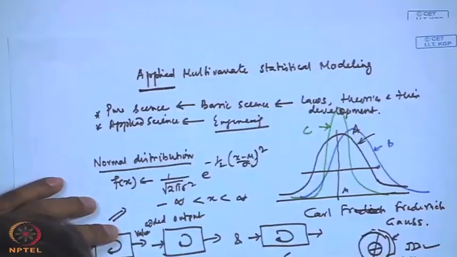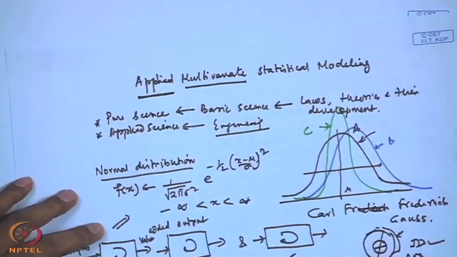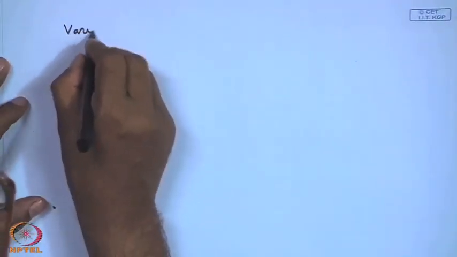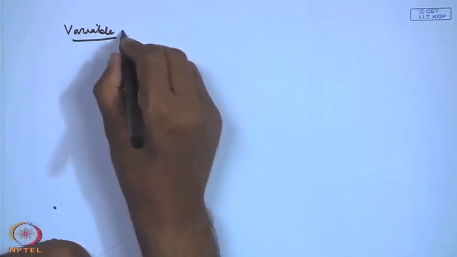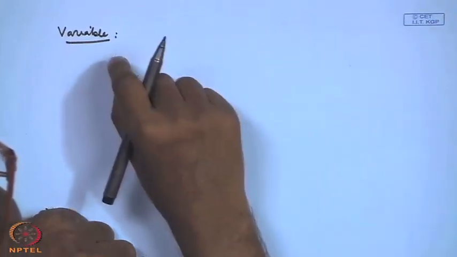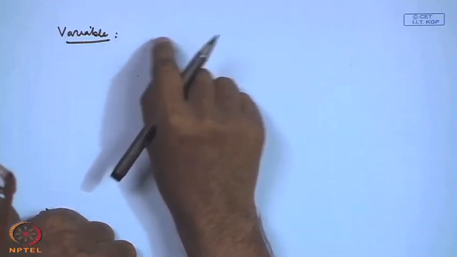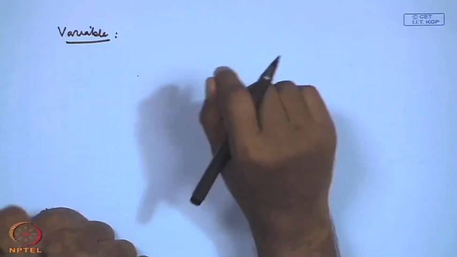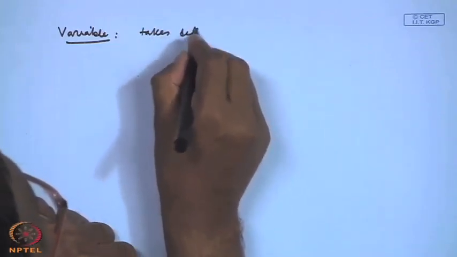Now come to the second word, which is basically multivariate. In order to understand multivariate, you have to understand what a variable is. I think it is known to you that a variable is something which takes different values.